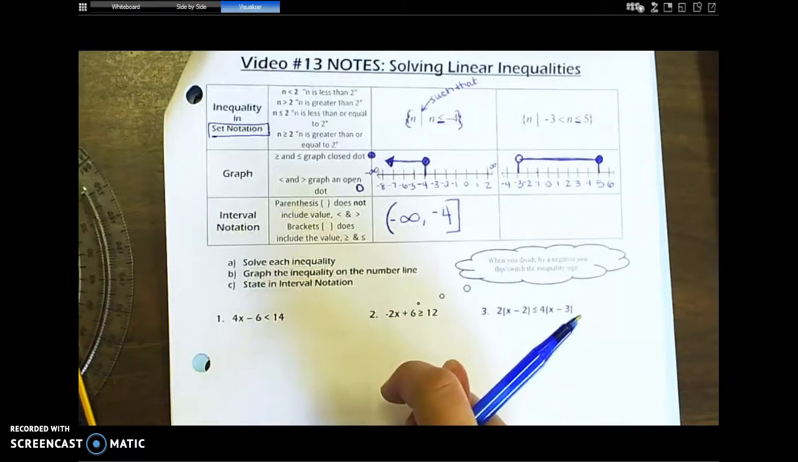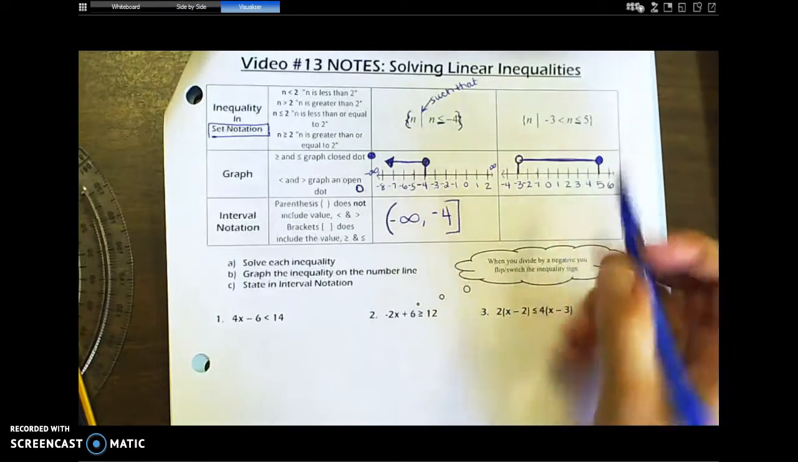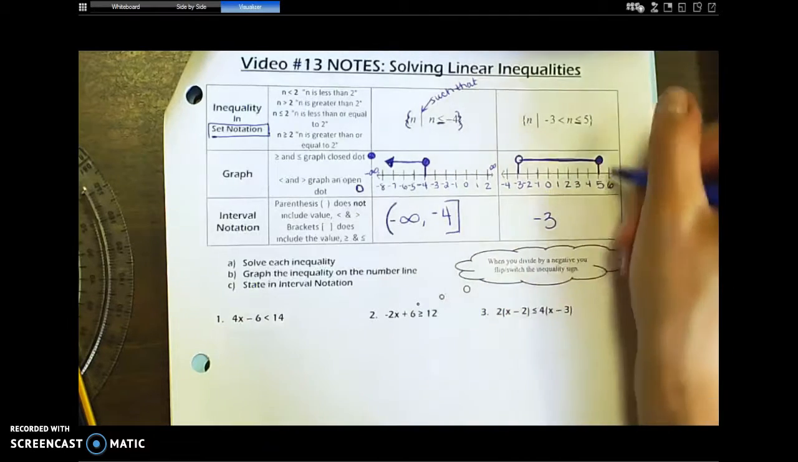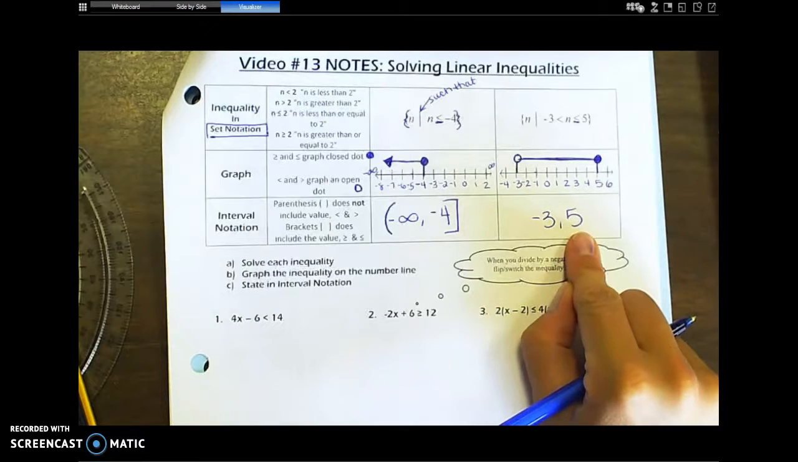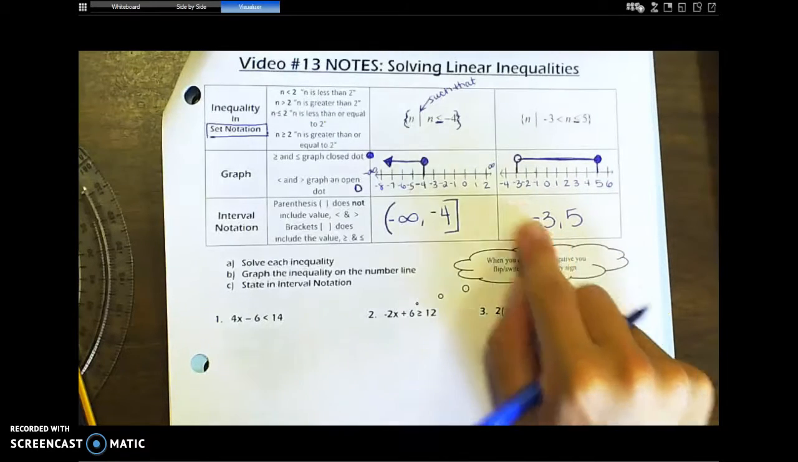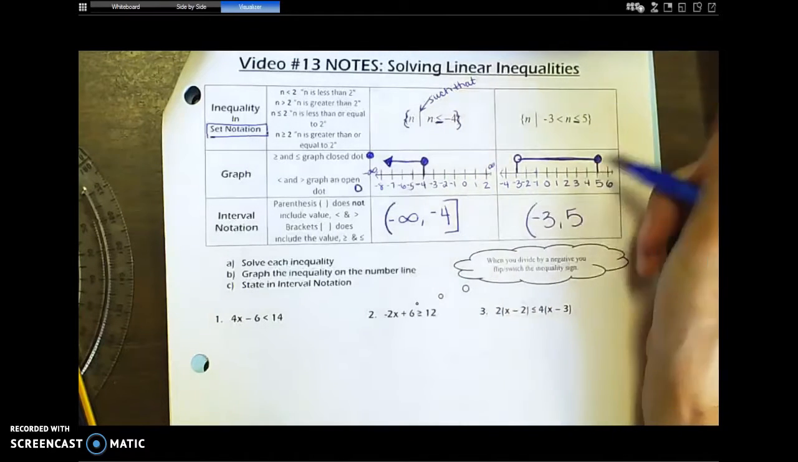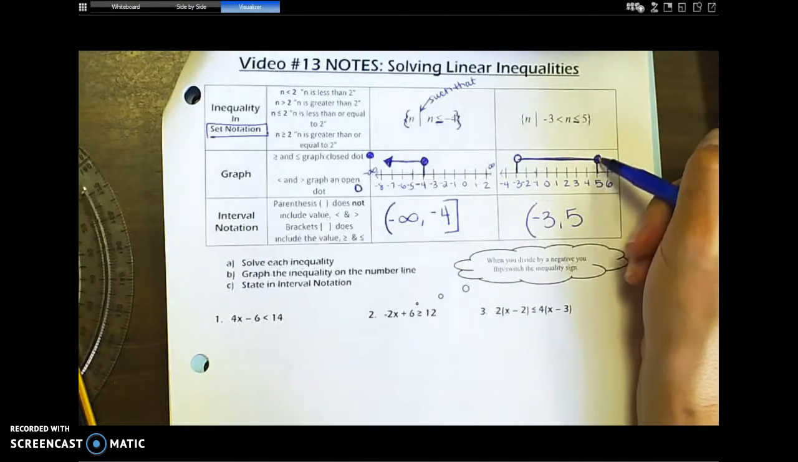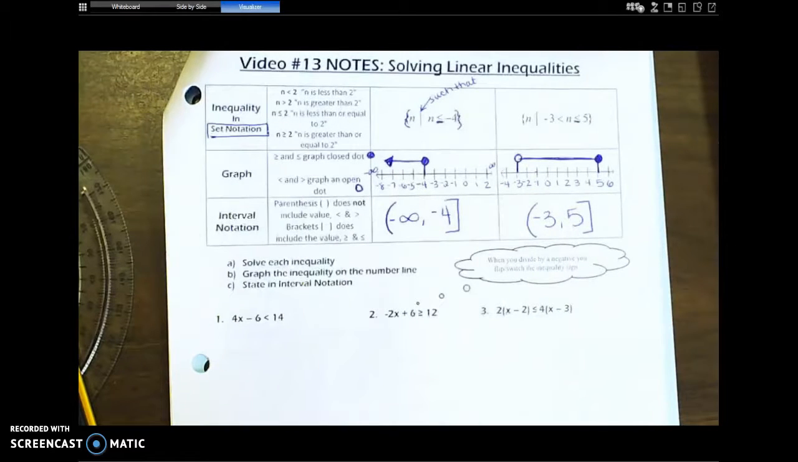Now for interval notation, if we take a look here, we have a circle above the -3, and we have a dot above the 5, so my answer is between -3 and 5. Now, can -3 be included? It's an open dot, so it gets a parenthesis. Are we allowed to include the 5? Well, it's a closed dot, so yes, it gets a bracket.